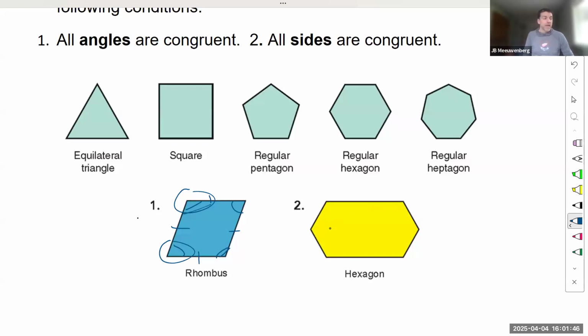This is a hexagon, and when I look at that, I see that we've got some equal sides, and actually all the angles are congruent here. All of those angles are the same measure, but this side and this side are not equal to all the others, so those are not regular.